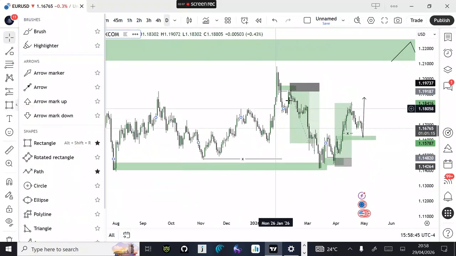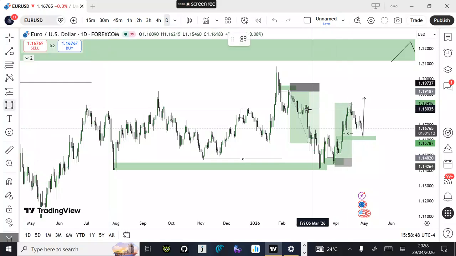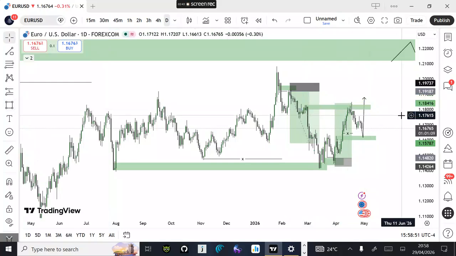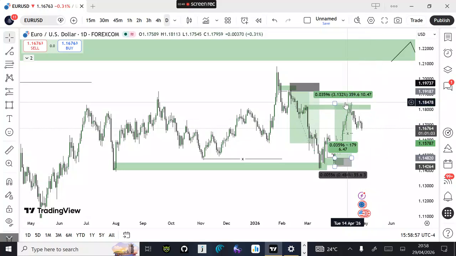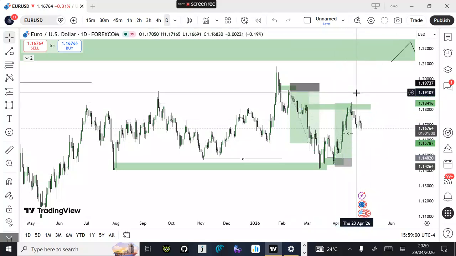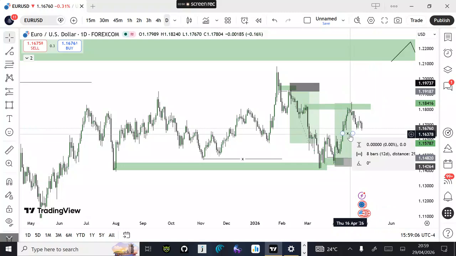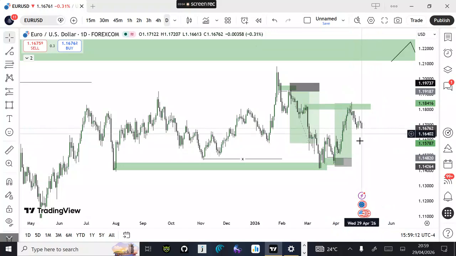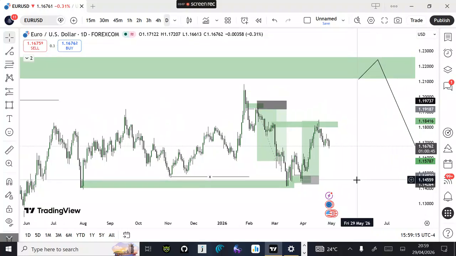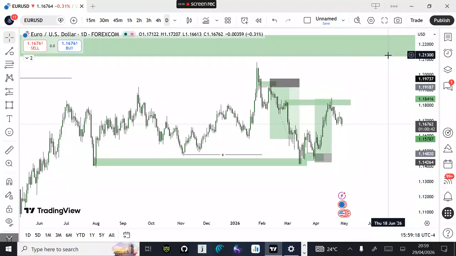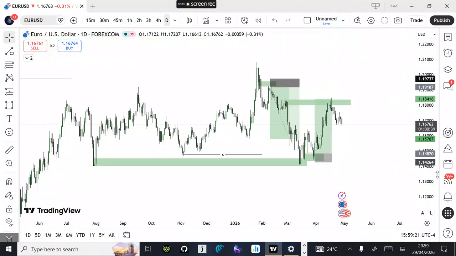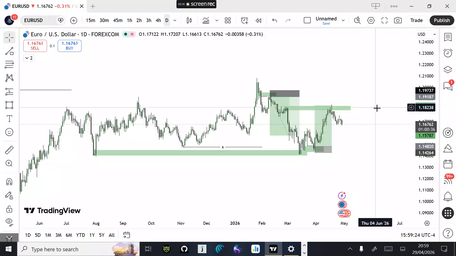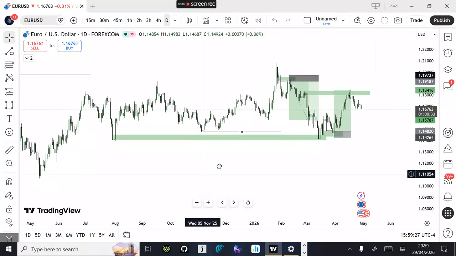Euro USD also started rejecting from this order block here. So I'm going to delete this. It's actually moving in the same path as GBP USD. That was my old chart here, so I'm going to delete it. I don't want to open a buy position because right now it's not a good time to buy. This is the time you have to look for shorts. So we might be shorting Euro USD for a long time.